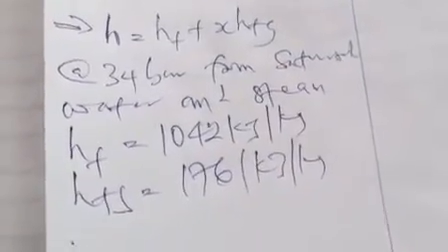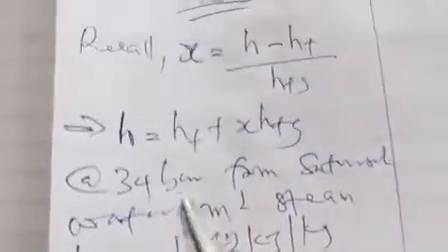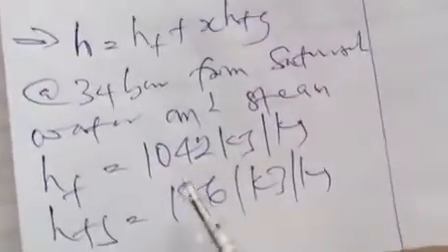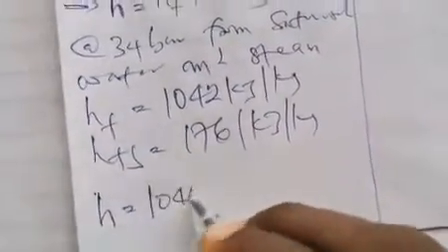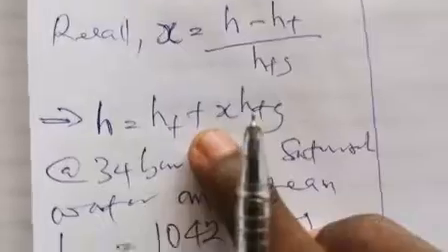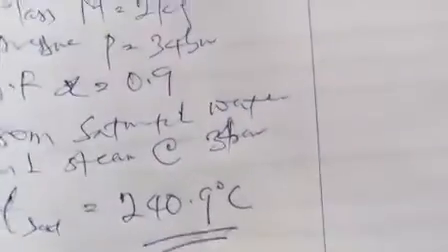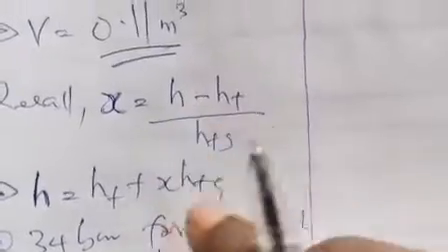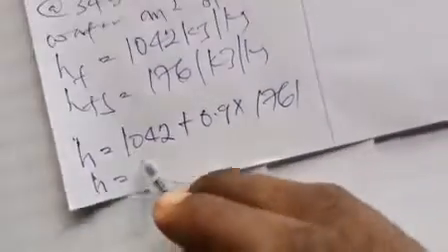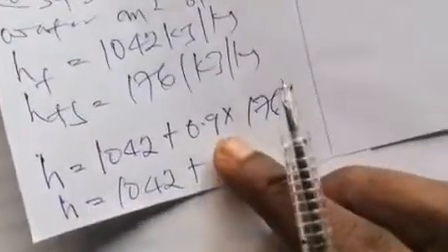So having known this now, it becomes easier for us to find H, specific enthalpy. H is equal to HF, which gave us 1042, plus X. X is dryness fraction, and it was given as 0.9, multiplying by HFG, which is 1761. Specific enthalpy is simply 1042 plus 0.9 multiplied by 1761.